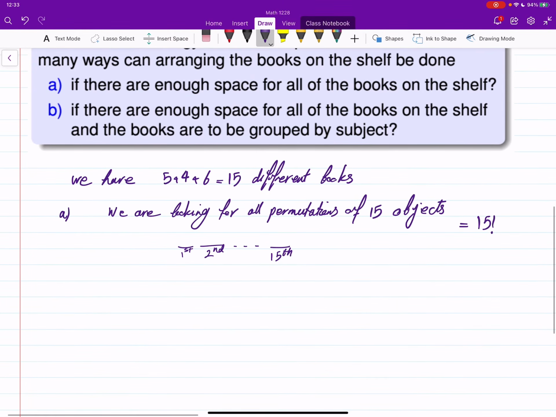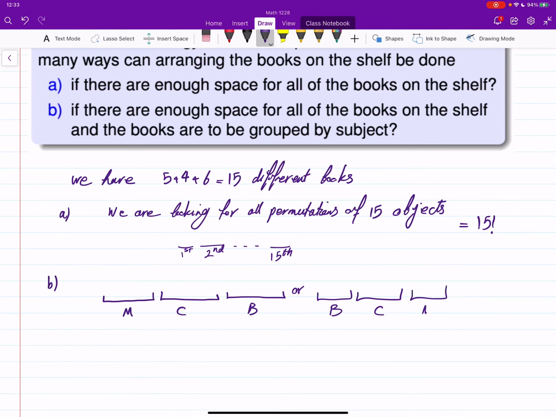How about if we have more conditions on that? If there is enough space for all the books, and the books are to be grouped by subjects, it means that we put all math books together, so this is part B, we group all chemistry books together, and all biology books are together. Well, the groups can have different orders as well. So here B, C, M, or all other orders there. But the point is that the math books should stick together, chemistry books must stay together, and biology books are together.